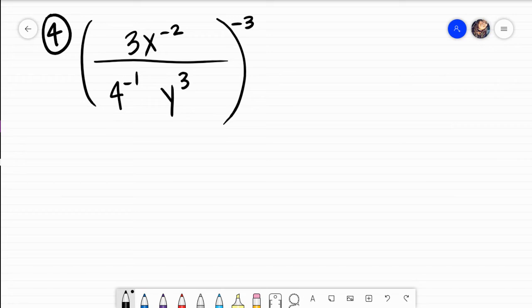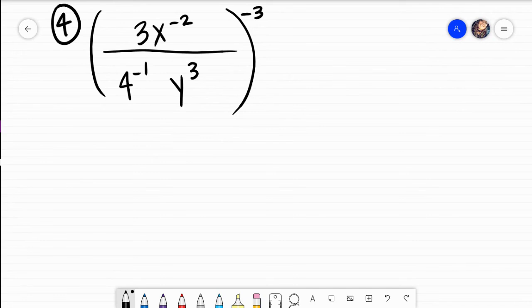I know that if I have something that looks like this, what I would do is flip everything and then do the rest of my work. Whenever you flip these, don't apply any rules to these terms. Flip them, leaving them what they are. The only thing that changes is the negative 3 on the outside, which becomes a positive 3.